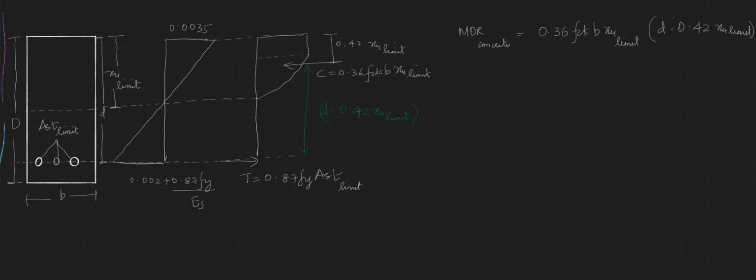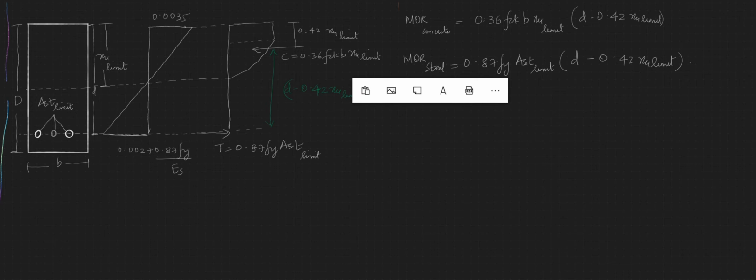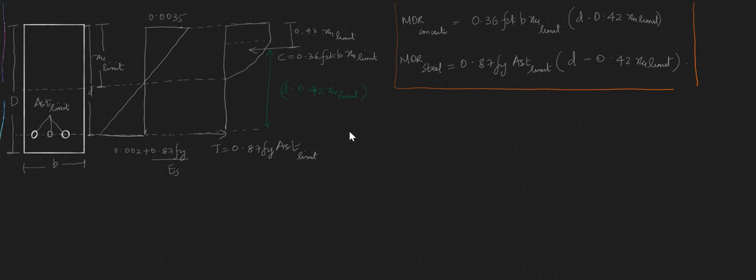And the moment of resistance with respect to steel, I could write as 0.87 Fy AST limit into D minus 0.42 XU limit. So this is the moment of resistance of a singly reinforced limiting section.